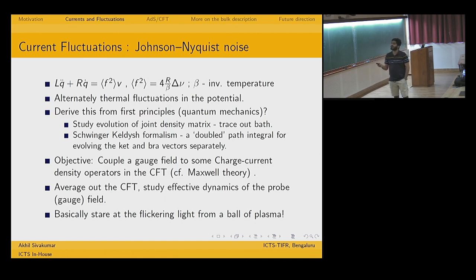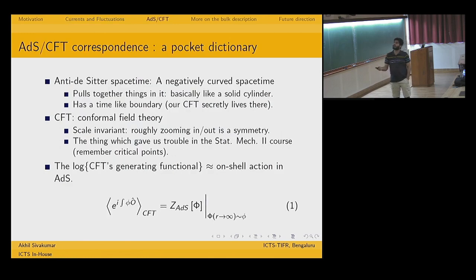The gauge field here is the probe. You are probing some bath degrees of freedom and just looking at the gauge fields. And basically, we are staring at some flickering light from a ball of plasma. So then there's some quick dictionary for AdS/CFT.